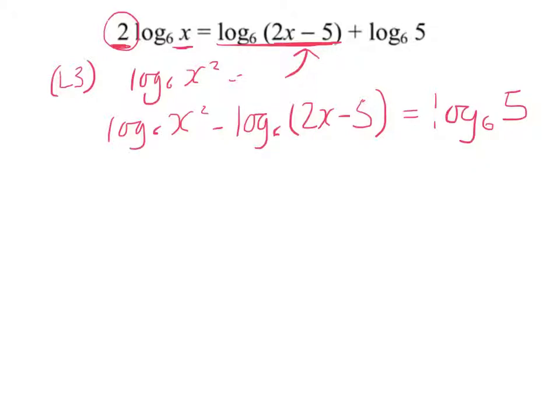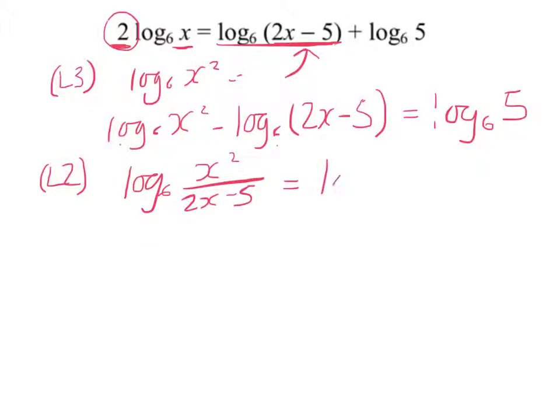Now we're going to use L2 to write this and this as a single logarithm. So we've got log to the base 6 of x squared over 2x take 5 equals log to the base 6 of 5. Now because these are both single logarithms on both sides, we can raise both sides to the power of 6, and that will just get rid of the log to the base 6, and we'll get x squared over 2x take 5 equals 5.